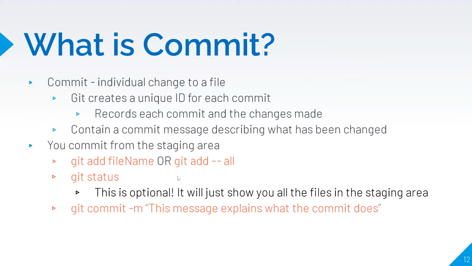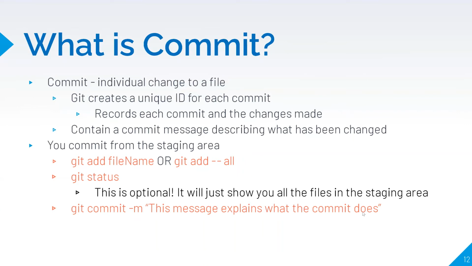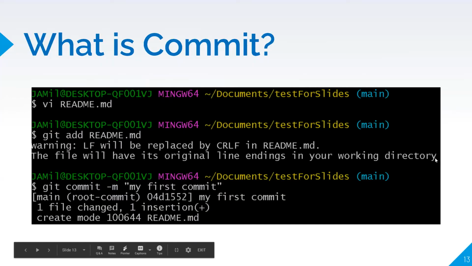And then from the staging area, you want to commit. So how you commit is with the command git commit, and then you do this -m and add a message that explains what your commit does, because when you're tracking all of this, it's really important to be descriptive about what you're doing and the changes that you're making. So you can go ahead and add a message with the commit.